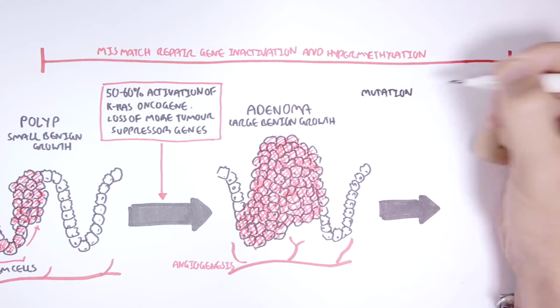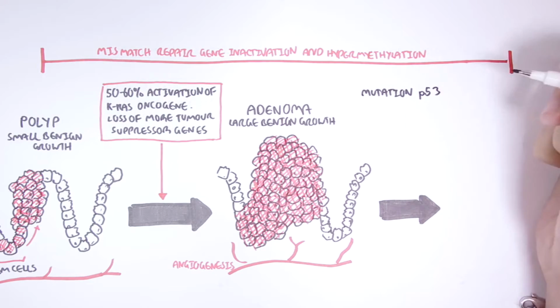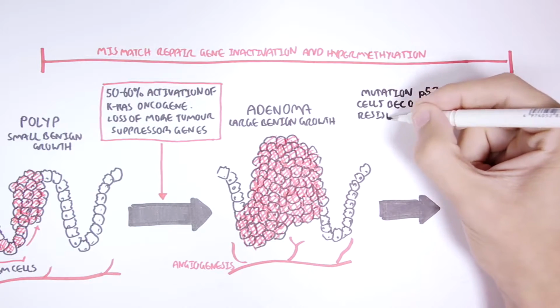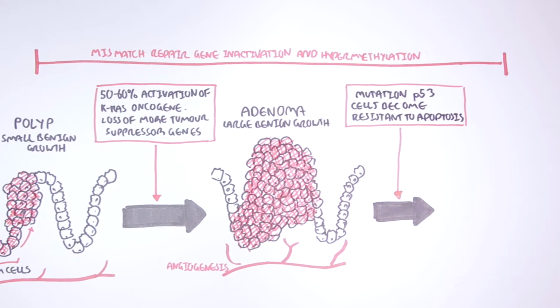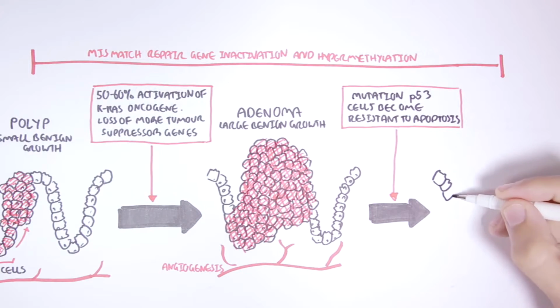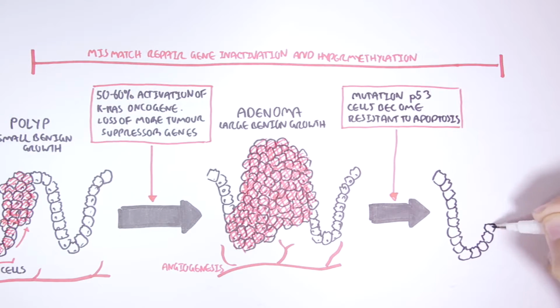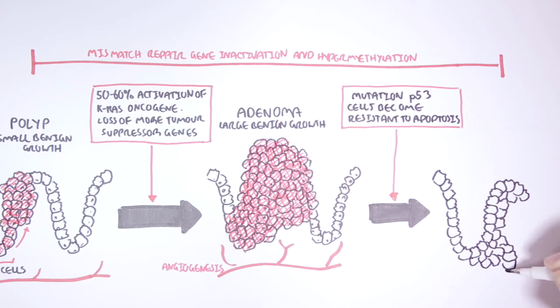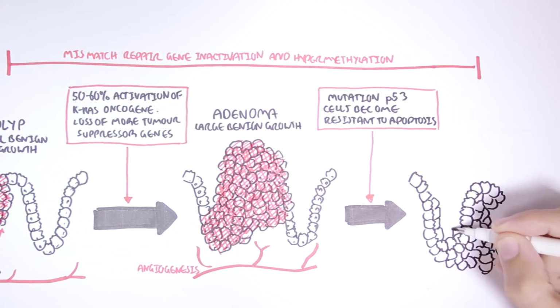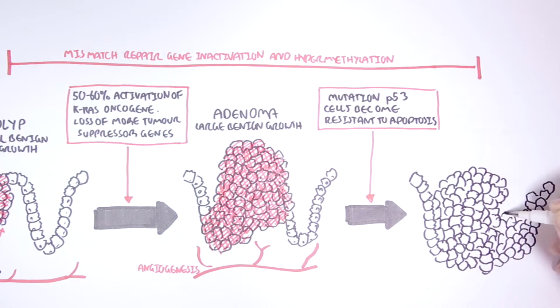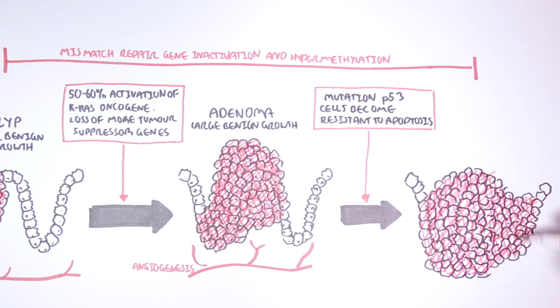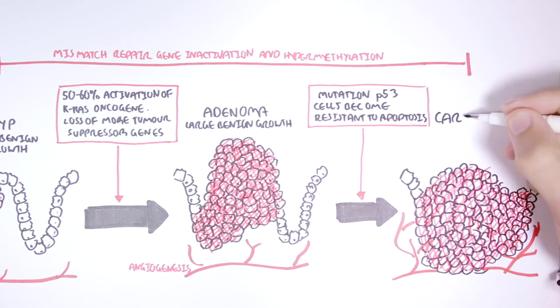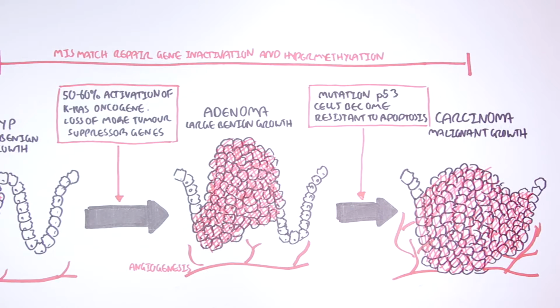A mutation in the TP53 gene tends to occur later in colon carcinogenesis. This mutation will cause resistance of cancer cells to apoptosis. So more cells will divide and less will die. This will cause a massive growth, which will cave in and keep growing, resulting in carcinoma, which is a malignant growth.